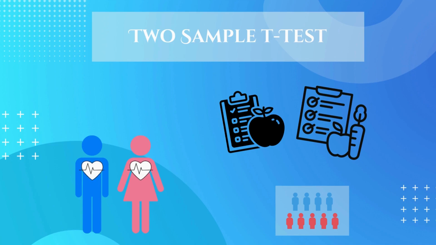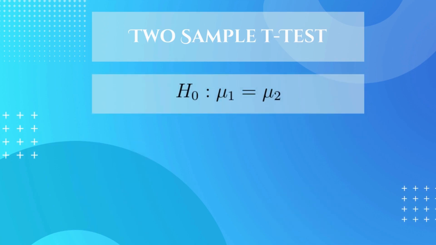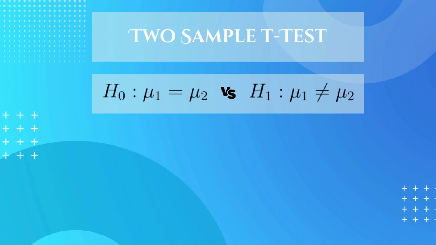The hypothesis for the 2-sample t-test is as follows. The null hypothesis states that the mean of population 1 is equal to the mean of population 2, or in other words, that there is no difference in the means, while the alternative hypothesis states that the 2 population means are not equal, or that there is evidence that the population means are different.